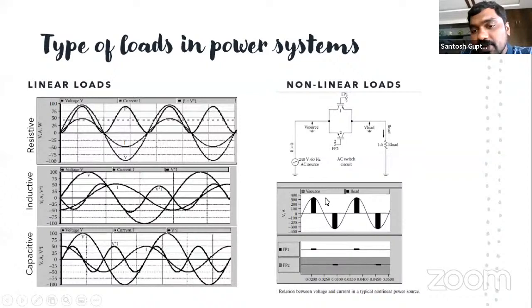Okay. So it means that the voltage and current will not both be pure sinusoidal. The voltage will be pure sinusoidal, but the current will not be a pure sinusoidal waveform. And these currents will also create distortions in the system.